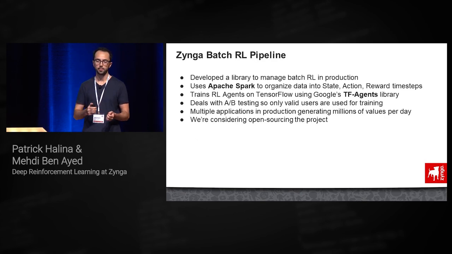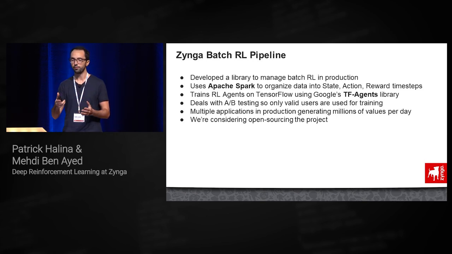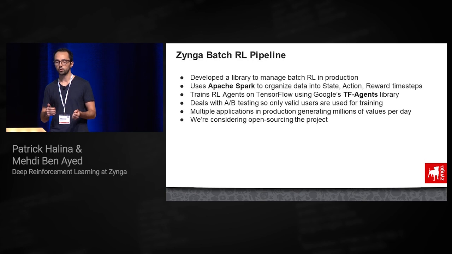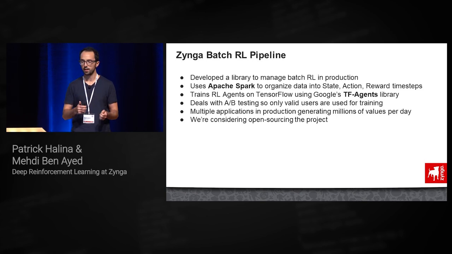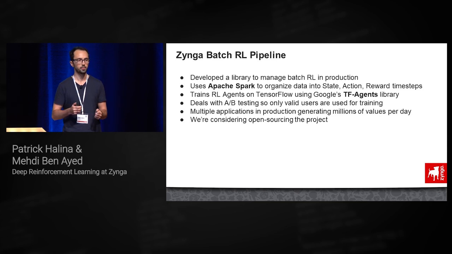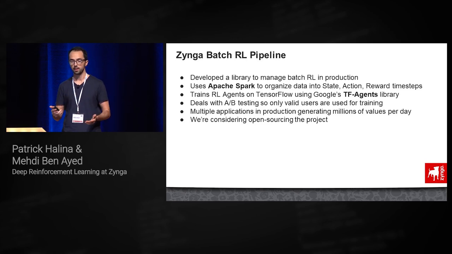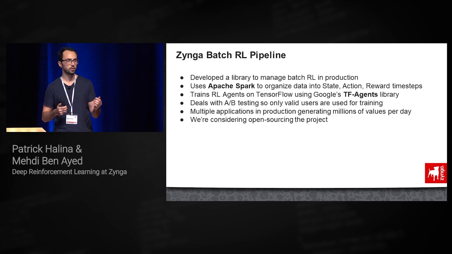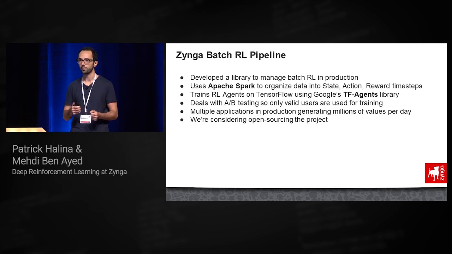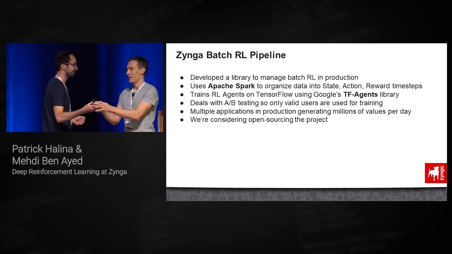This brings me to our Zynga batch reinforcement learning pipeline, which is a library that we built on top of the TF Agents library. This pipeline allows us to have a generic reinforcement learning system that we can deploy over multiple projects. We use Apache Spark to organize our data and to build our states, actions, and rewards. It also has support for A/B testing, so in case you're running an experiment, not all the users will be used for training. This library is used by many applications at the moment at Zynga, generating millions of recommendations per day. We might be open sourcing it in the future. So I'm handing it back to Patrick.